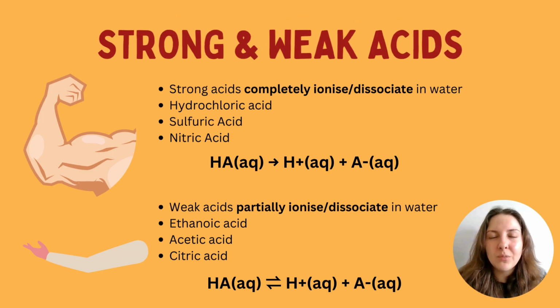So lastly, we're going to talk about strong and weak acids. Now, strong acids will completely ionize or dissociate in water. A couple of examples could be hydrochloric acid, sulfuric acid, and nitric acid. These are the 3 types of acids we have actually discussed a lot at length, specifically when naming salts, if you've watched that video. So you'll know some of these acids already. You need to be able to quote a strong acid as being able to completely dissociate in water.